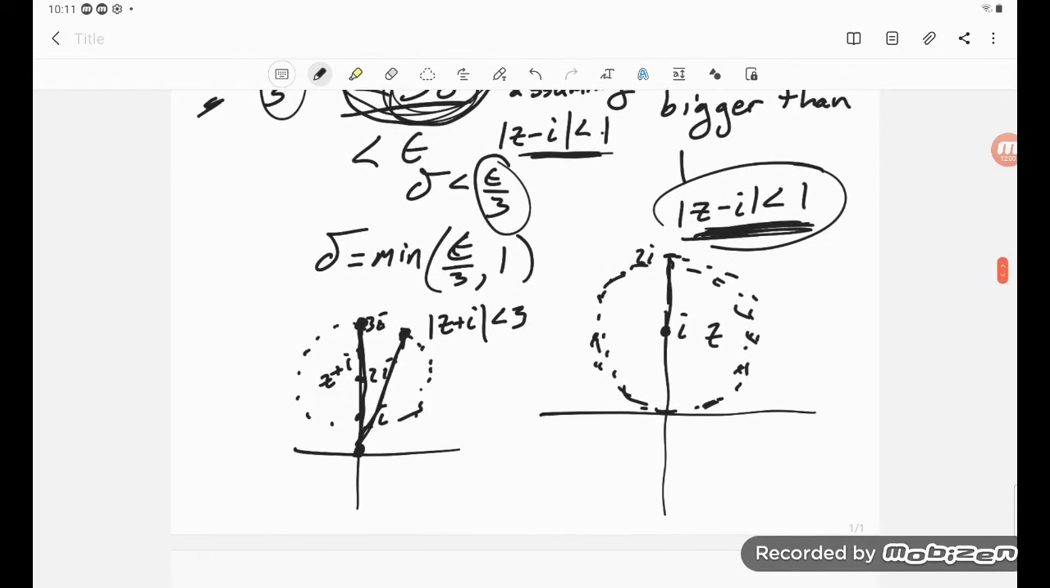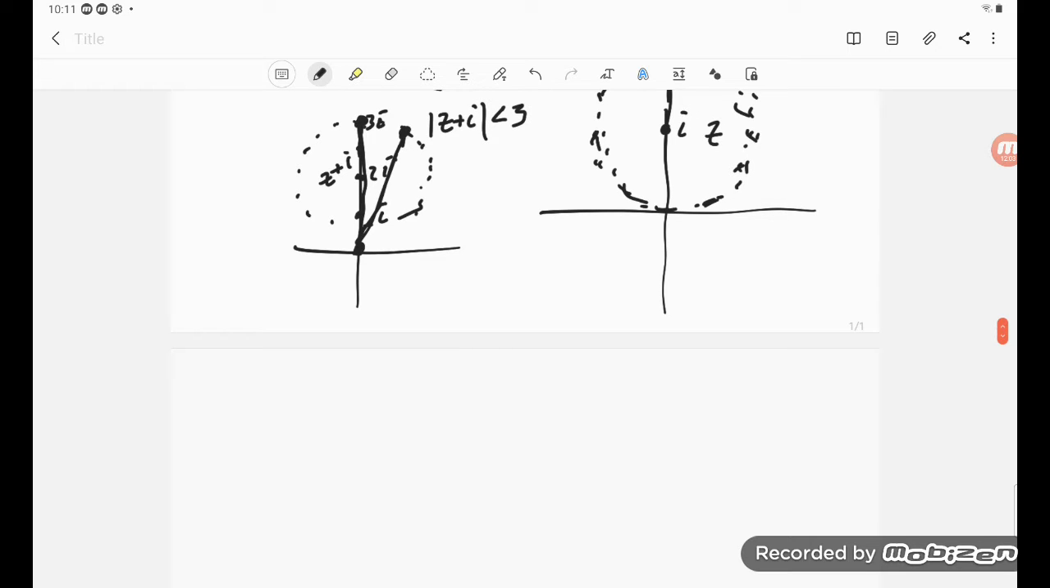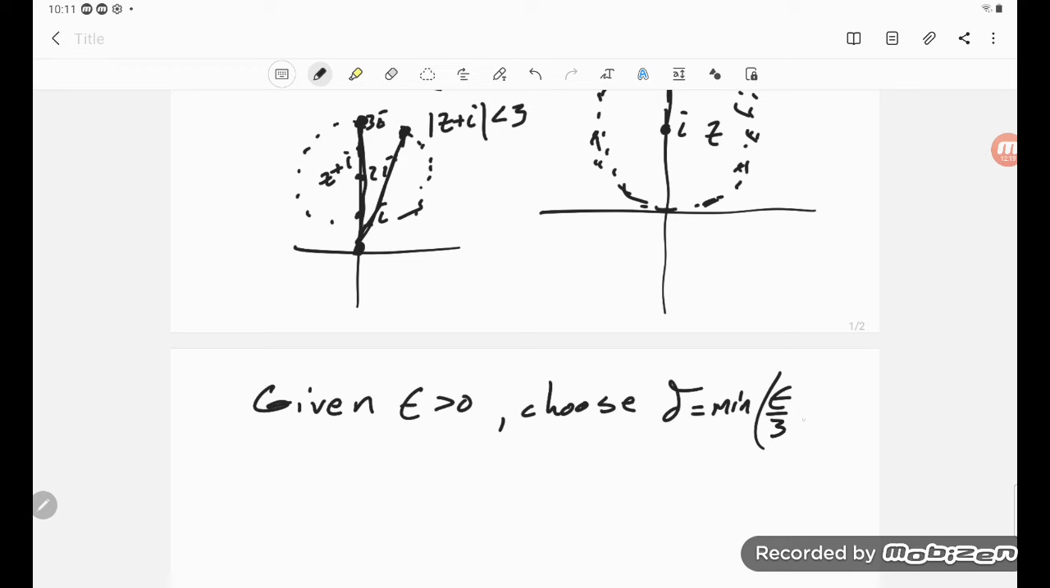Okay, so I won that game by, given an epsilon greater than 0, I will choose delta equal to the minimum of epsilon over 3 or 1, whichever one's smaller, and I will win. Okay, I'll win that game. And again, we could check. I haven't tried checking.